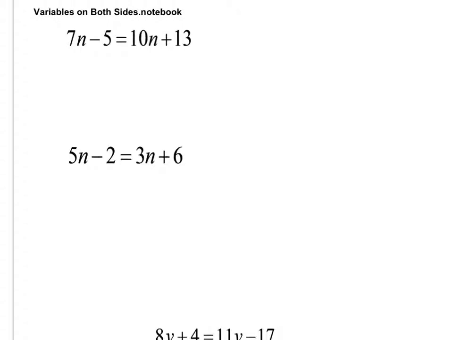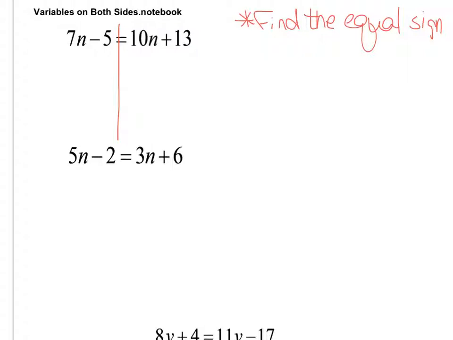Okay? Let's write our steps down. As I write over here, I want you to write your steps so that you have something to follow. So our first step, first thing you want to do is find the equal sign. That's important. Okay, the equal sign makes all the difference. We're going to put our little line through it to help us. We know we have a left side and a right side, correct?